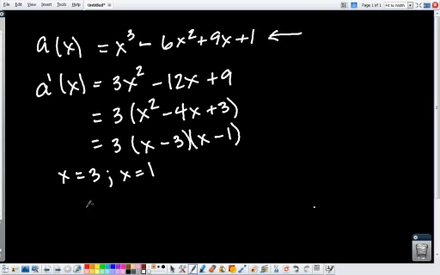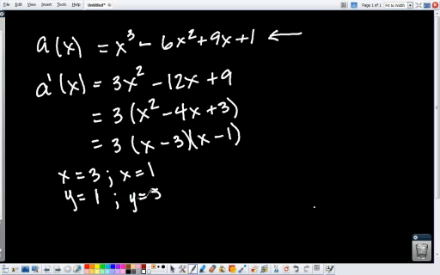Alright, so I'm going to go ahead and pop these back into a of x so I can find the y coordinates. When I do that, I put 3 in a of x everywhere I see x. For 3, I end up with a of x equaling 1, or y equals 1. And when x equals 1, a of x equals 5.